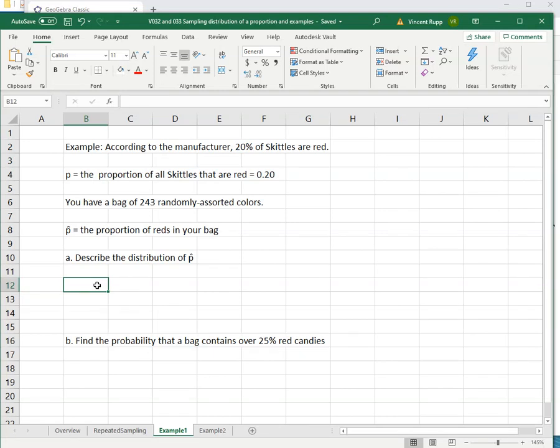Let's do some examples using the sampling distribution of a proportion. We'll start with a simple one; some variation of this comes up in pretty much every stats class there is. According to the manufacturer, 20% of Skittles are red. So P, our population proportion, is the proportion of all Skittles that are red. And we've just been told, literally right here, that it is 0.2.